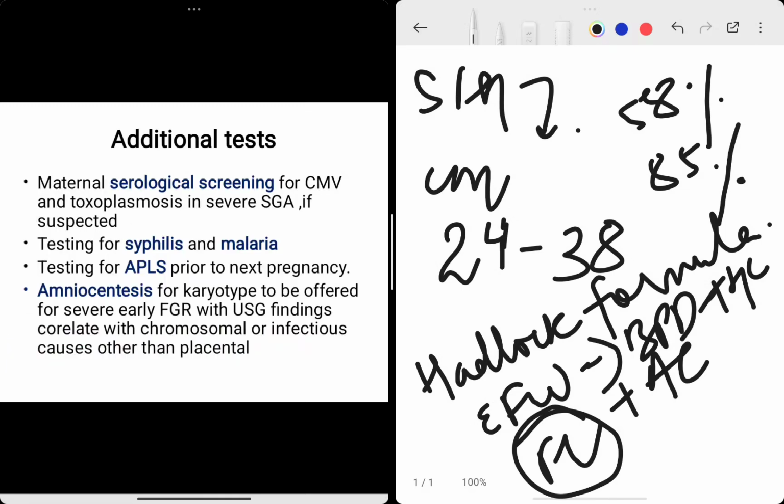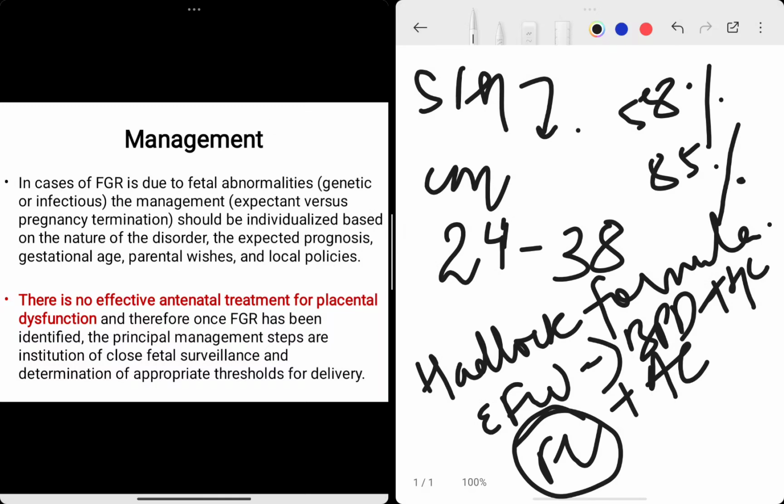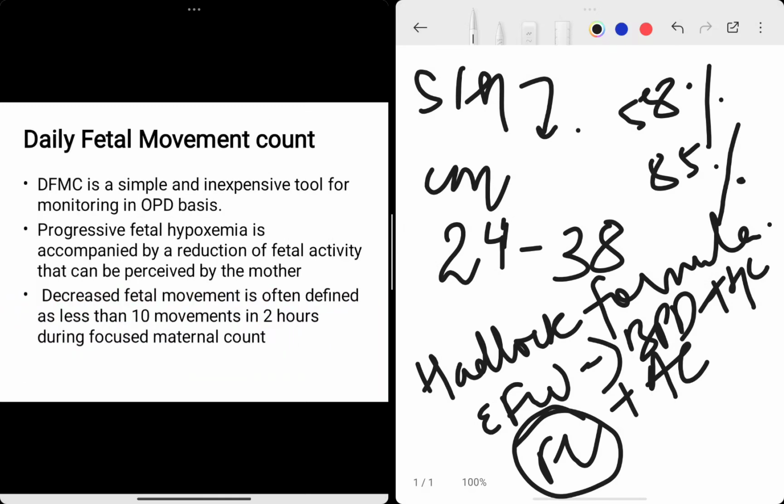Now there are certain additional tests for infections like serological testing, CMV and toxoplasmosis. If severe FGR is there, we can also check for syphilis and malaria. APLA screening and amniocentesis can be done, but these are not routine. Now coming to the management of fetal growth restriction: in cases where FGR is due to fetal abnormalities, either genetic or infectious causes, the management should be individualized, and there is no effective antenatal treatment for placental dysfunction. We have to tell the patient that she has to do the daily fetal movement count, and this is a simple inexpensive tool which can be told to the patient for monitoring on an OPD basis.